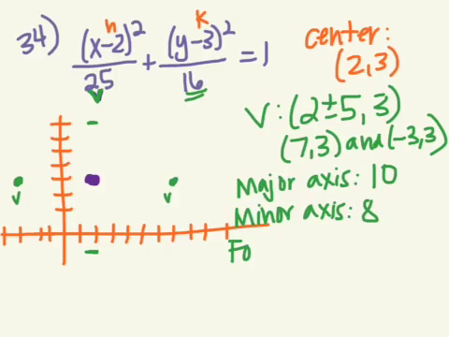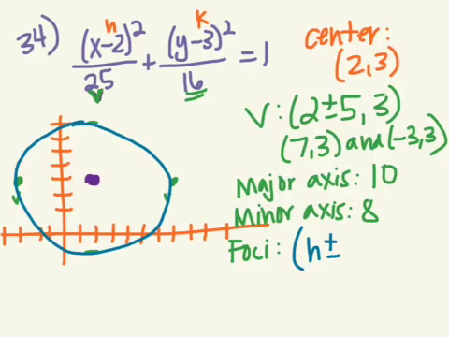The last thing we need to figure out is where those foci are going to lie. There's a couple different ways you can do this. On your formula sheet, there are equations for the foci. This is a horizontal ellipse because it's wider than it is tall. The equations for the foci for a horizontal ellipse are h plus or minus c, and then k. We already know h and k, it's 2, 3. So 2 plus or minus something, c, and then 3.